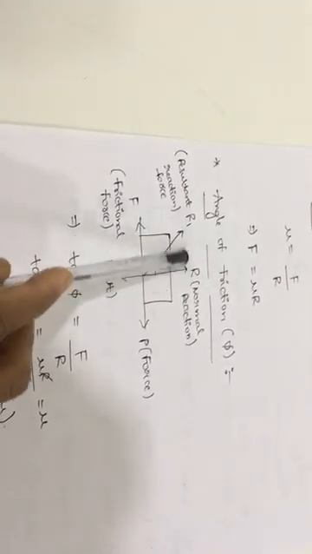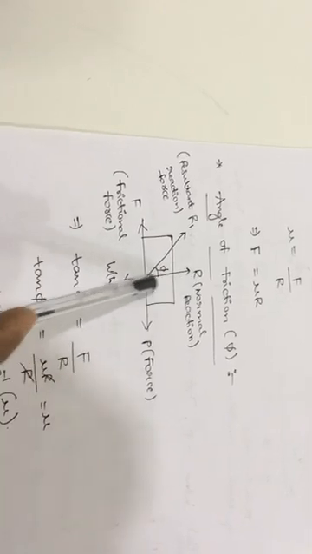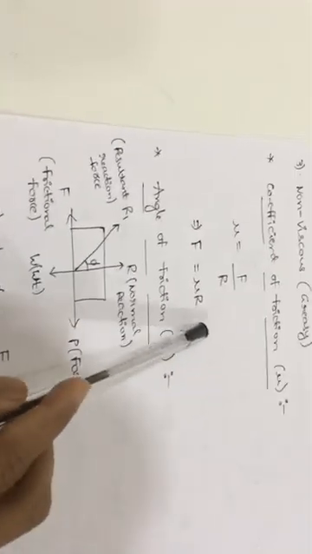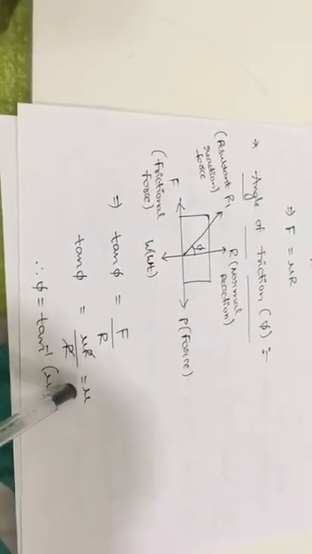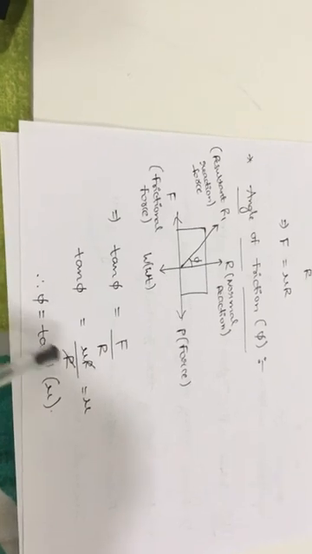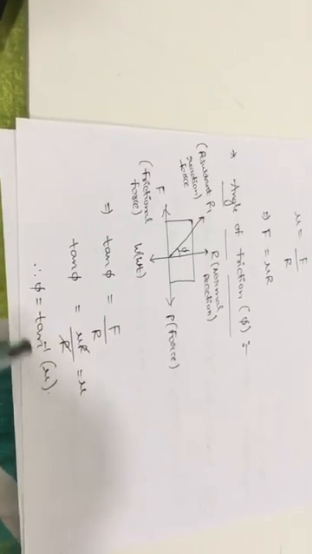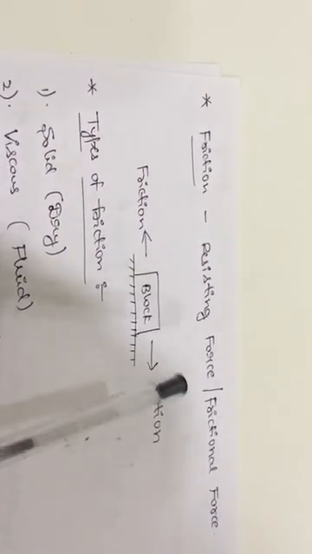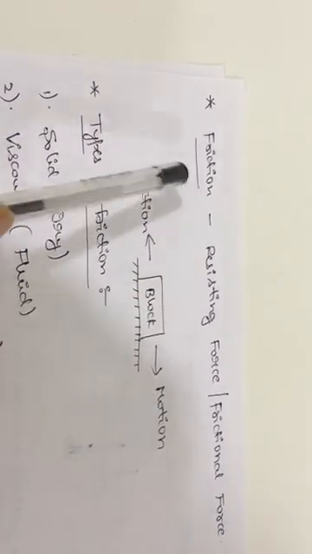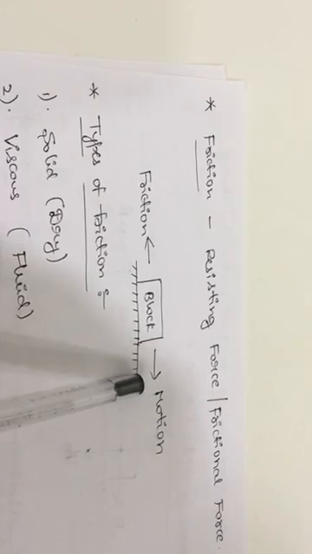if we take tan phi is equal to opposite side by adjacent side, so F by R, and we know that F is equal to mu R from the concept of the mu. So F is equal to mu R by R, you will get the mu value. So phi is equal to tan inverse of mu. So this is the second formula. Once again, we know that motion and friction always oppose each other.